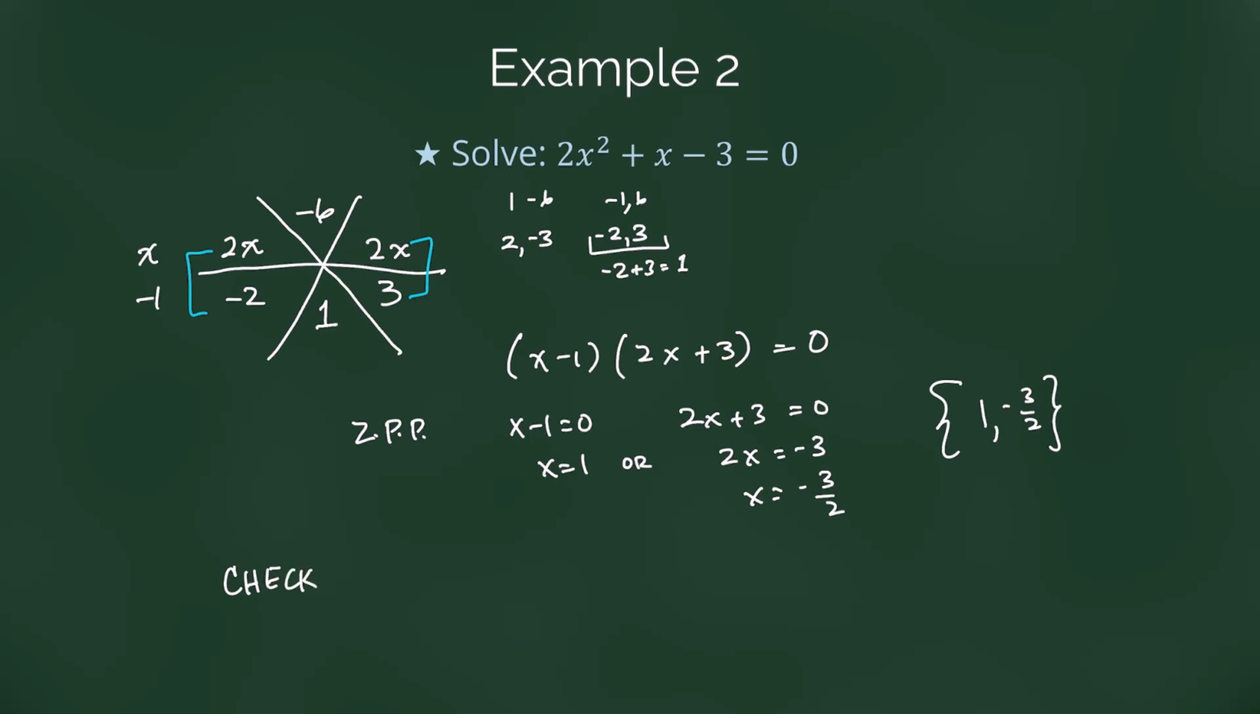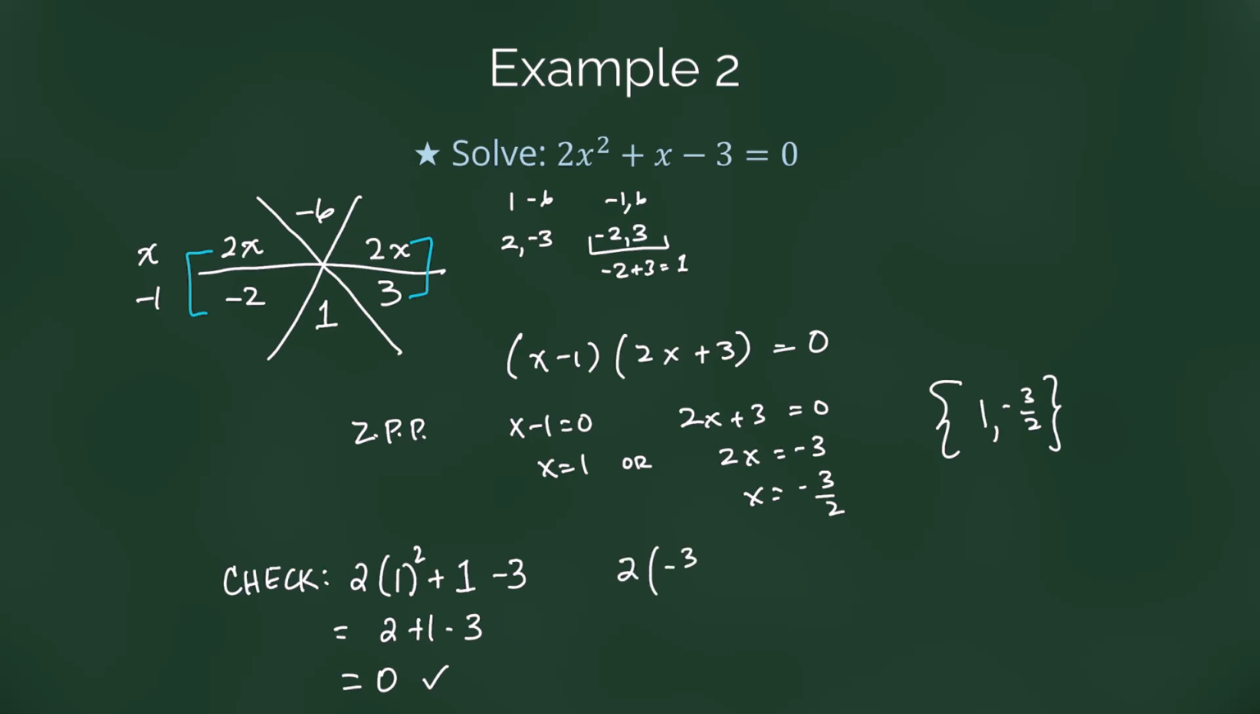It's always a good idea when you're solving an equation to check. So what we're going to do is plug each of those in for x in our original equation and see if we get 0. So when we plug in 1, we get 2 times 1 squared plus 1 minus 3. Well, that is 2 plus 1 minus 3, which does in fact equal 0. So that solution checked.